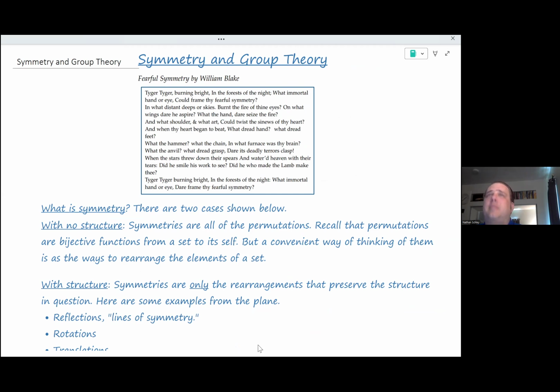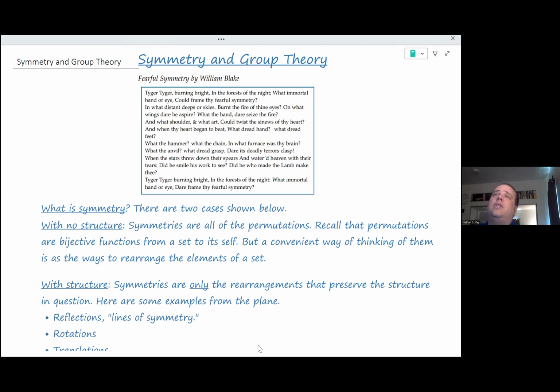Here are notes on symmetries, starting with a poem about symmetry by William Blake. Although in order for the poem to rhyme, you have to say it the way they said it in Blake's time, which goes: Tiger, tiger, burning bright in the forests of the night. What immortal hand or eye could frame thy fearful symmetry? In what distant deeps or skies burnt the fire in thine eyes? On what wings dare he aspire? What the hand dare seize the fire? And what shoulder and what art could twist the sinews of thy heart? And when thy heart began to beat, what dread hand, what dread feet?